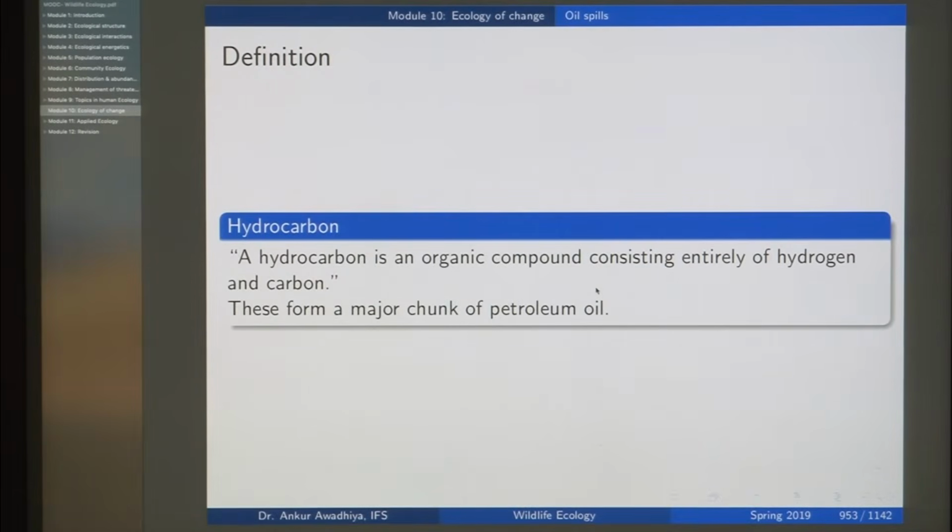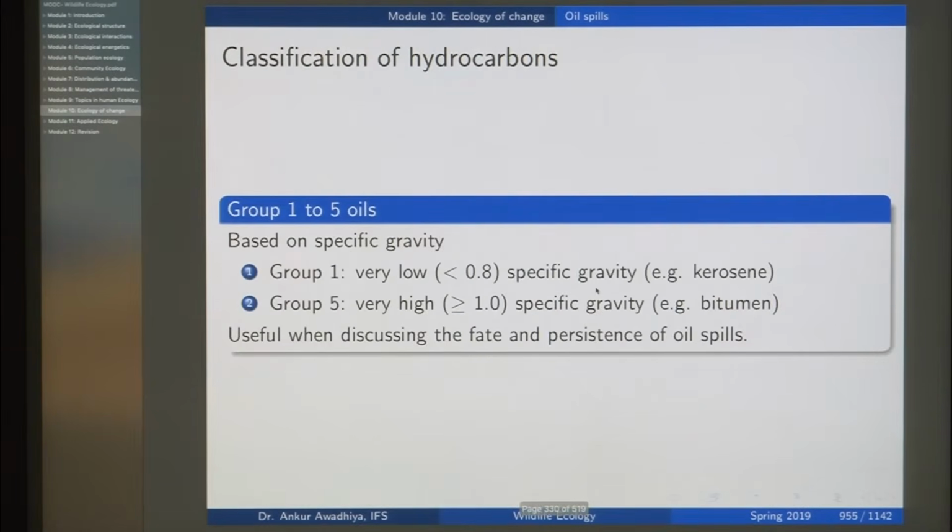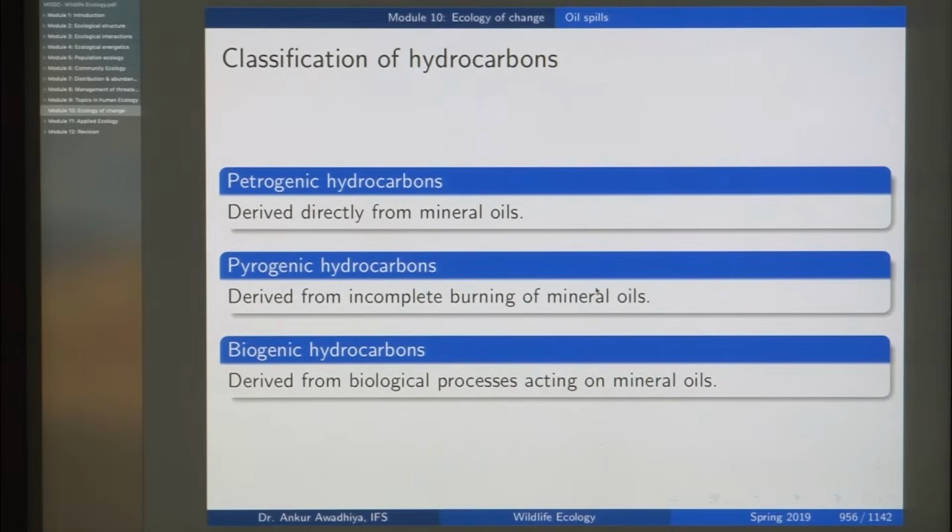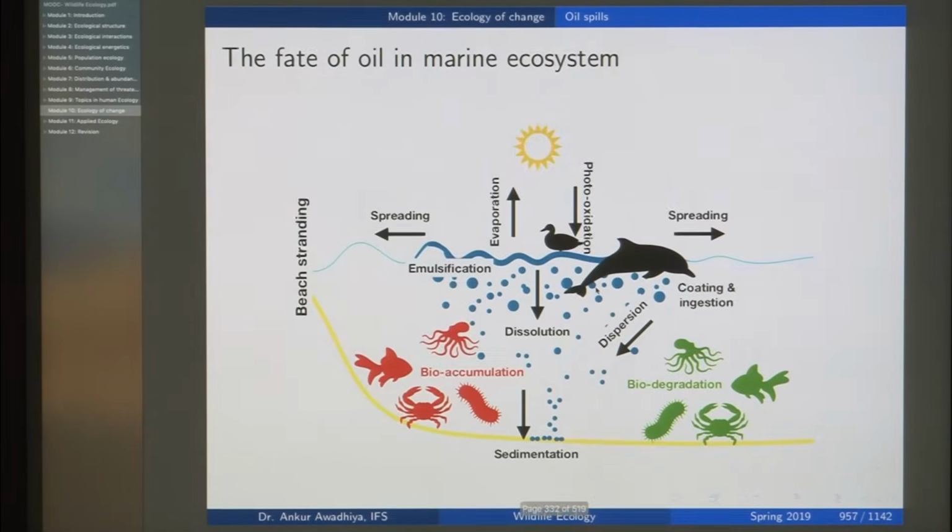Then hydrocarbons are organic compounds that consist entirely of hydrogen and carbon. There are several different kinds and we classify them based on their specific gravity. So, there are those that have low specific gravity, they float on the surface of water. There are those that have a high specific gravity, they settle to the bottom. Then hydrocarbons are also classified as petrogenic, that are derived directly from mineral oils, pyrogenic, that result from an incomplete burning of mineral oils, and biogenic, that are derived from certain biological processes that are acting on the mineral oils.